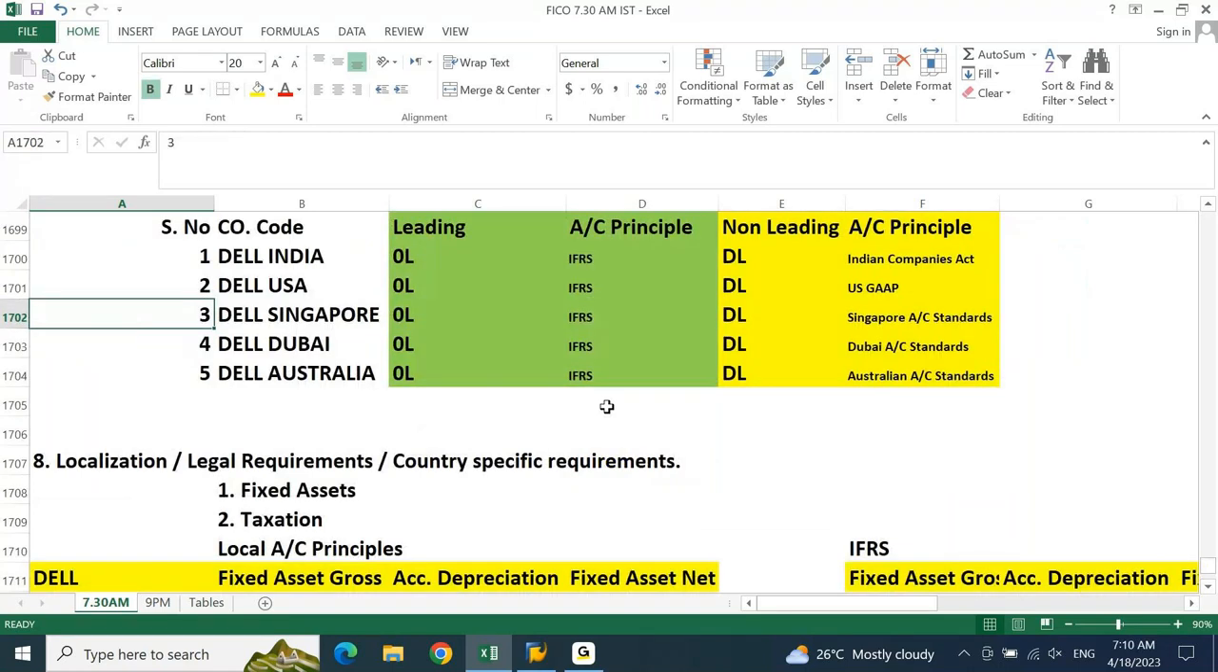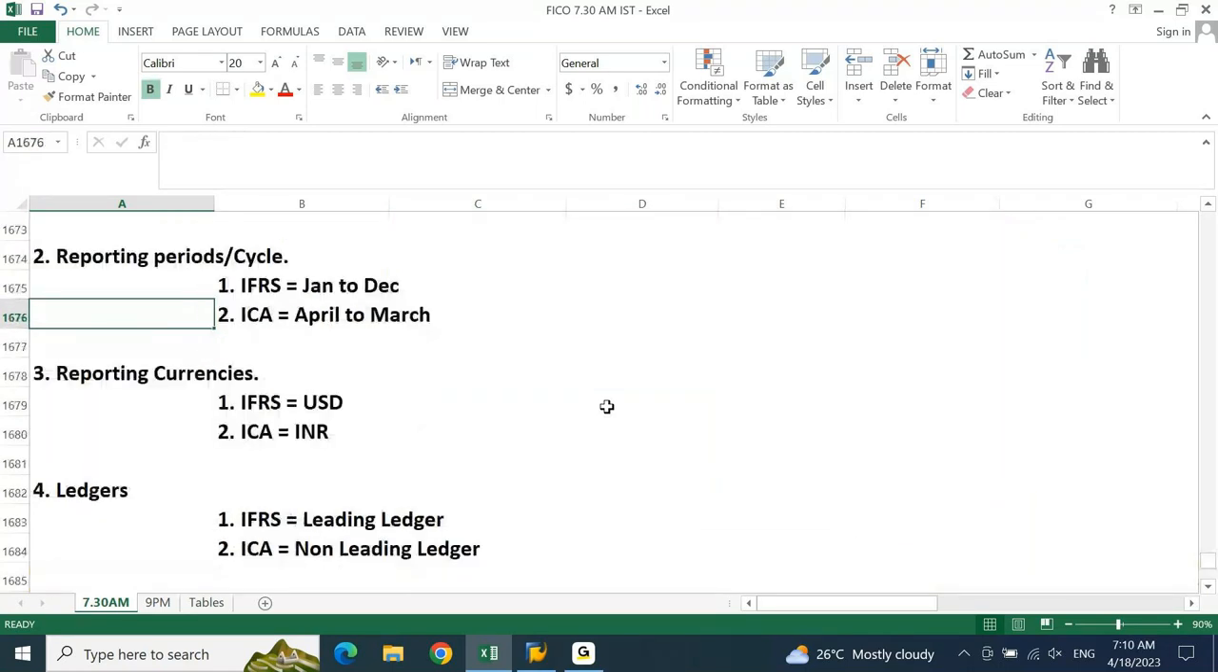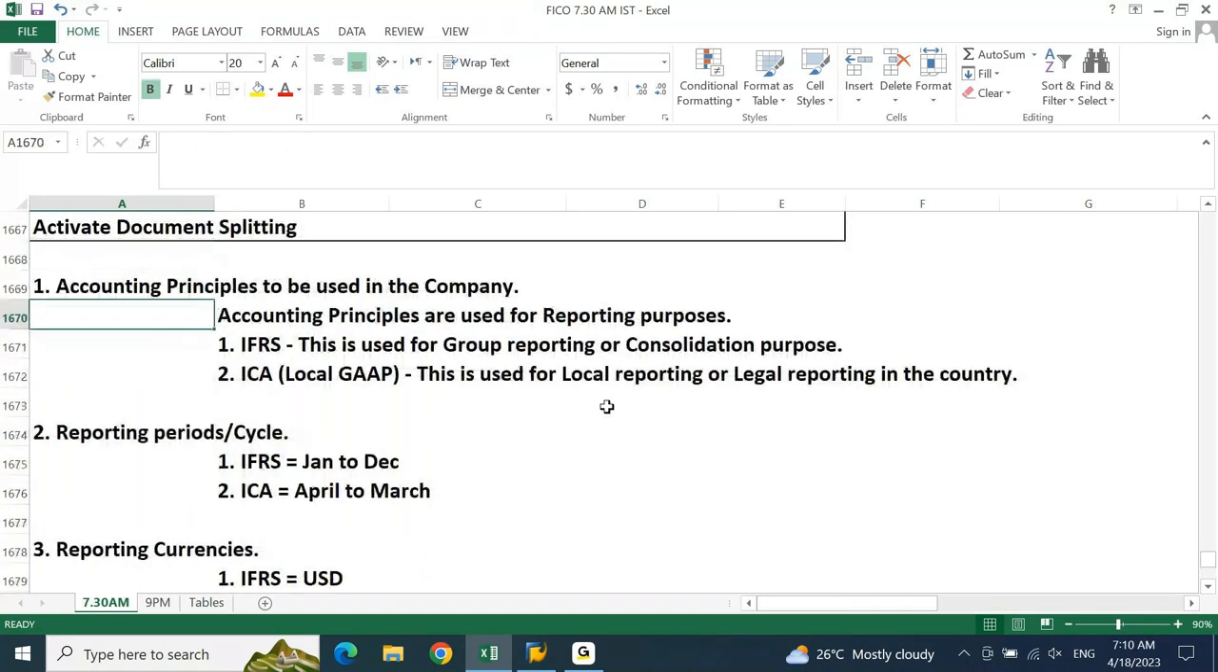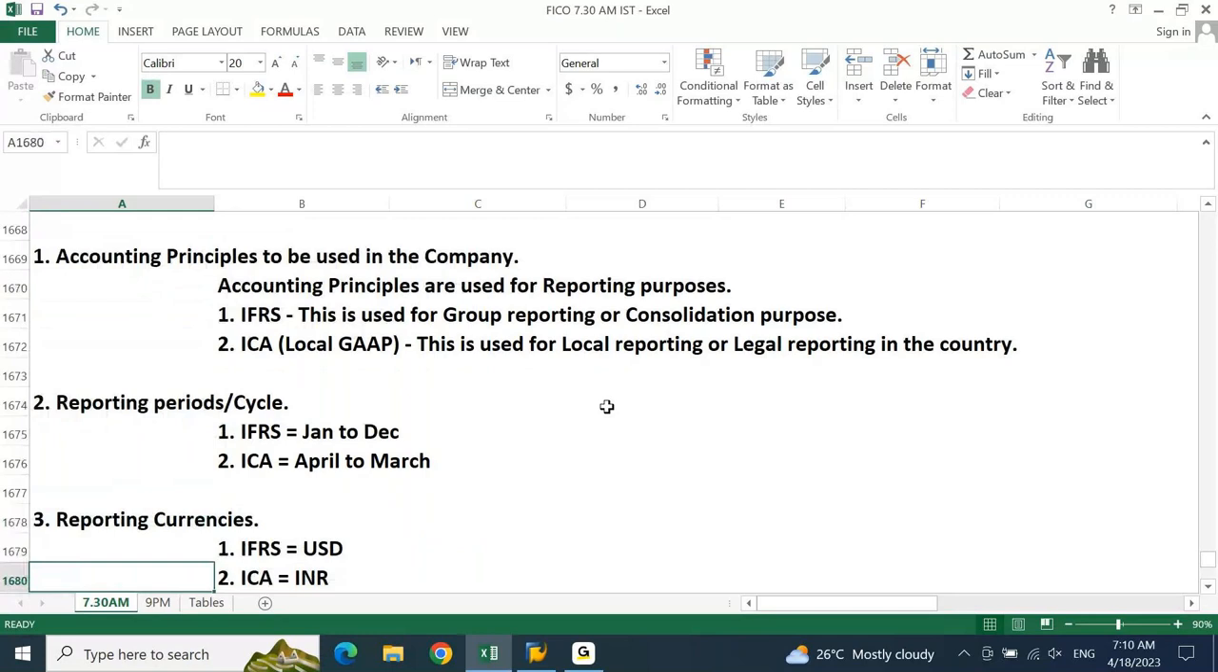So, sir, here again, based on the country-specific company code currency, we are going to convert that to USD, and from the USD we are going to calculate all the consolidated figures, right? Correct, yes. Okay. Now here we all started from BPC.